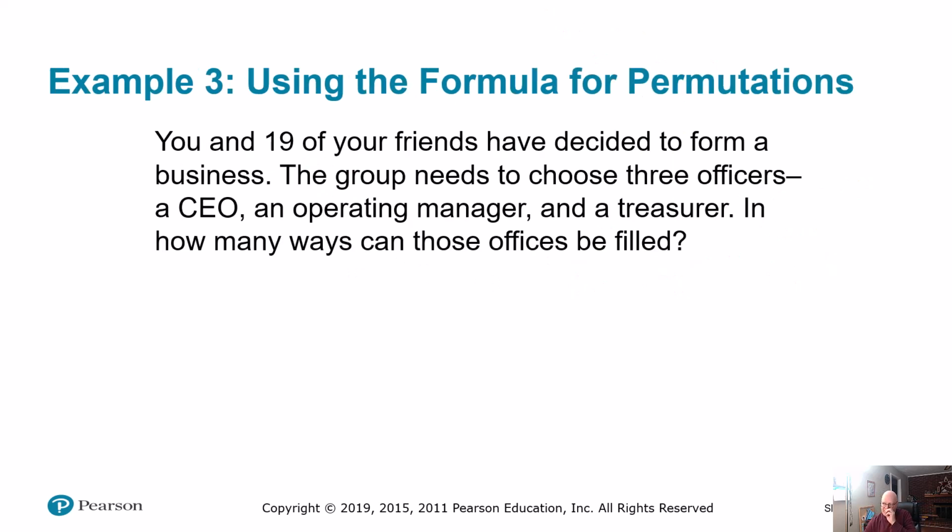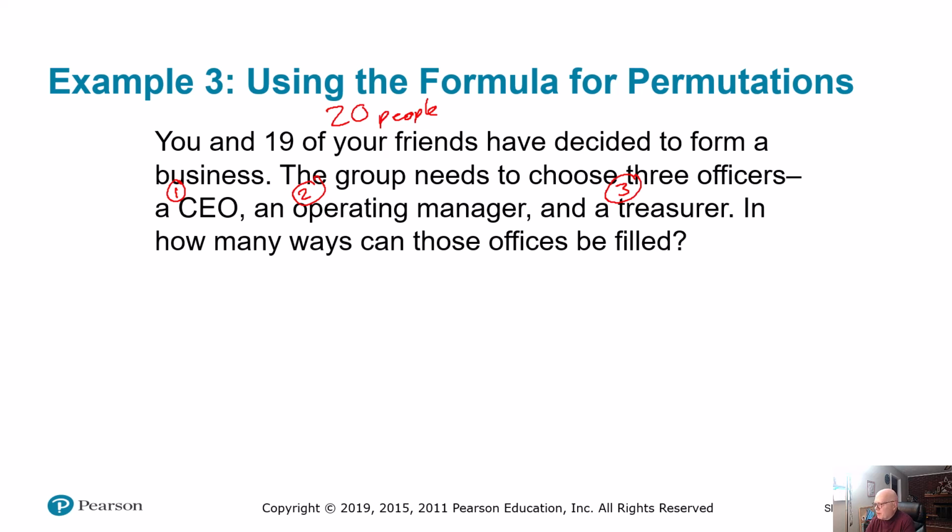So here's an example of how we could do this. Okay, you and 19 of your friends. So it's 20 people. You decided to start a business. You need 3 officers. You need a CEO, that's 1. You need an operating manager, that's number 2. And you need a treasurer. You got 3. And you got to fill those offices.